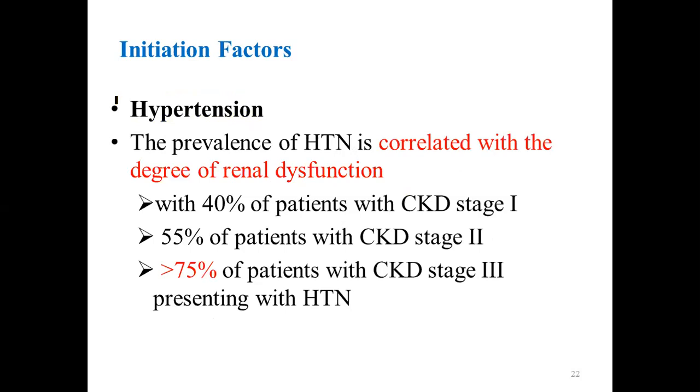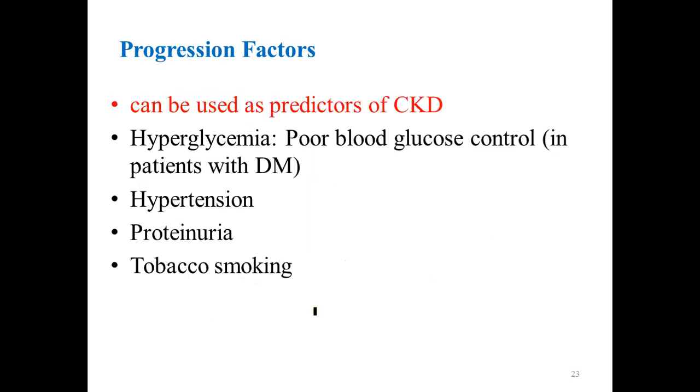Then the prevalence of hypertension is correlated with the degree of renal dysfunction. That means as the stage of the disease increases, the possibility of having hypertension is very high. Like you can see, greater than 75% of the patients with CKD stage 3 actually have hypertension. So as the stage increases, the possibility of having hypertension comorbidity is really very, very high.